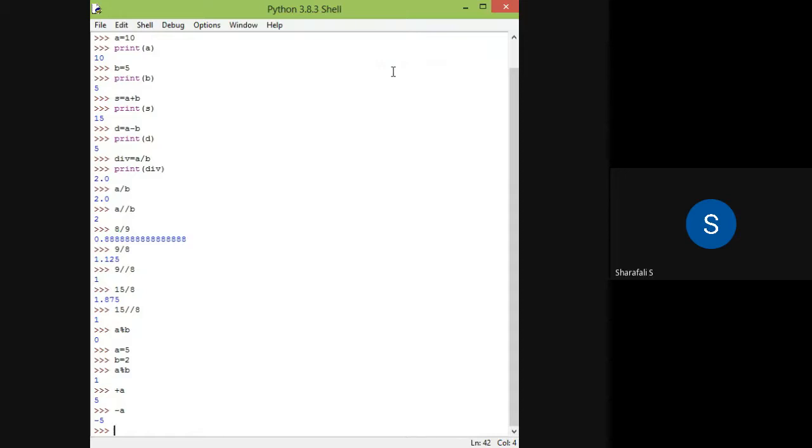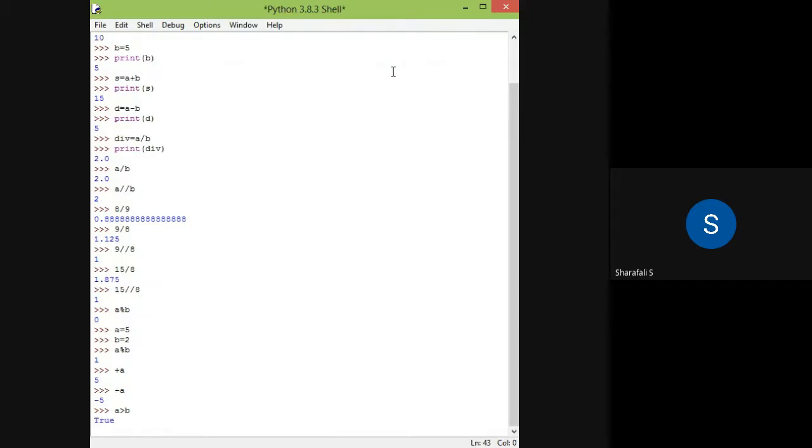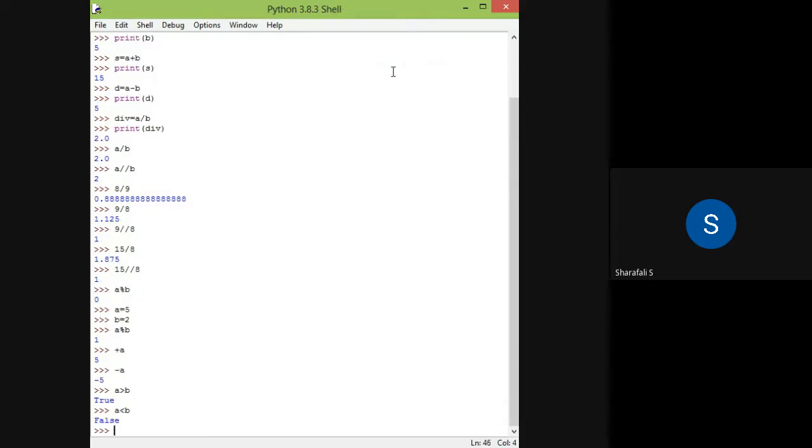So if you consider any such operation, for example, you can consider A greater than B. If you give A greater than B, then enter, that will give you true because my A is now 5 and B is 2. So that will give me directly true. And if A is less than B, it will give me false because A is not less than B.